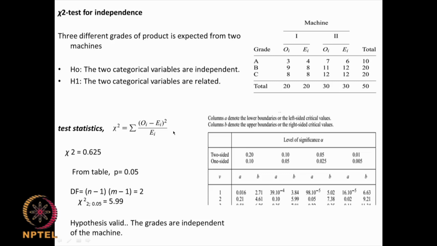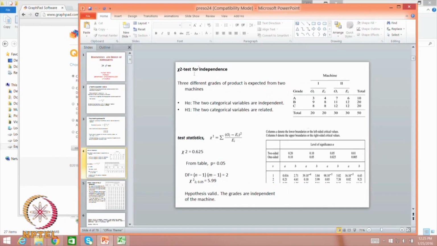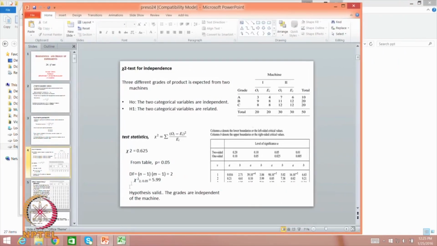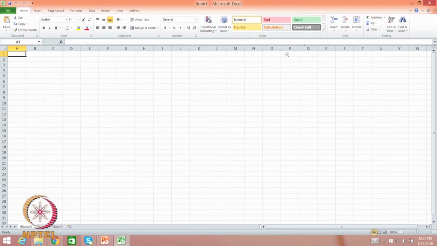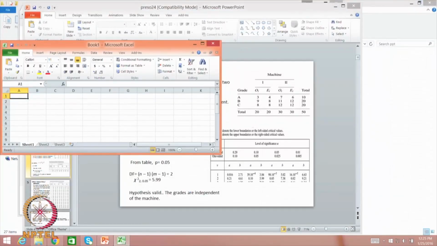Let me show you how to do it in Excel. Let us do it on Excel. It is quite simple. You put in all the data.